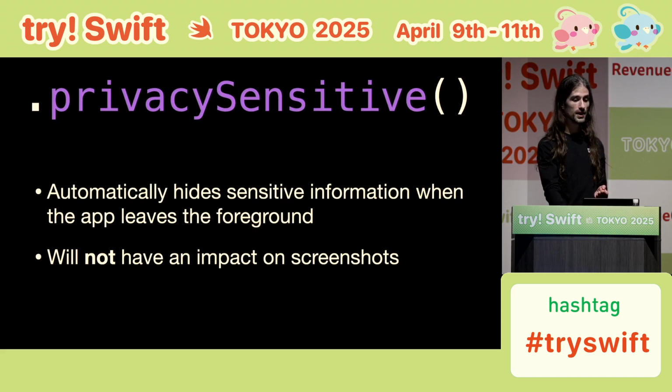One caveat to be aware of is that it will not have an impact on screenshots. The idea is that a screenshot is an intentional action from the user, so they want to take the screenshot. If you want to hide a view during a screenshot, you need to use different APIs. There is one to get the event that the screenshot is happening, and then you can hide the view, but you can't rely on privacySensitive for that.